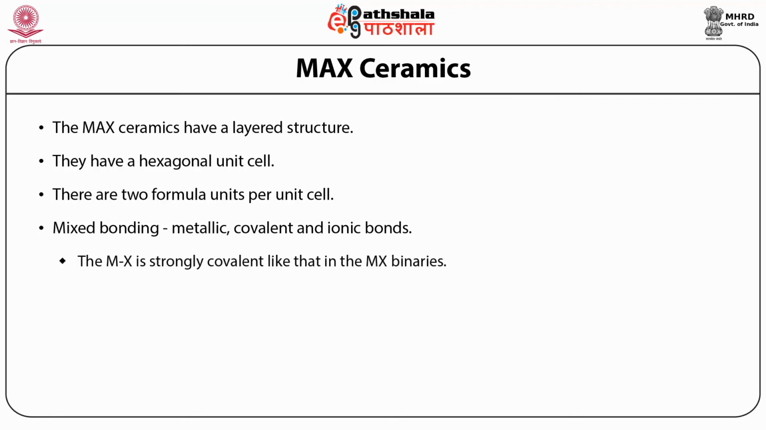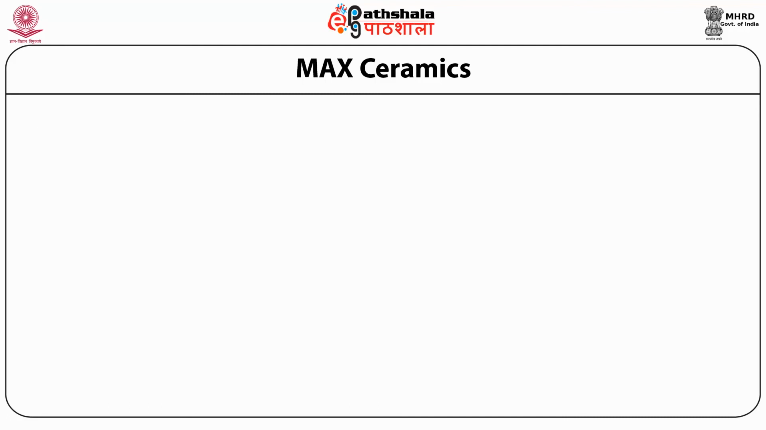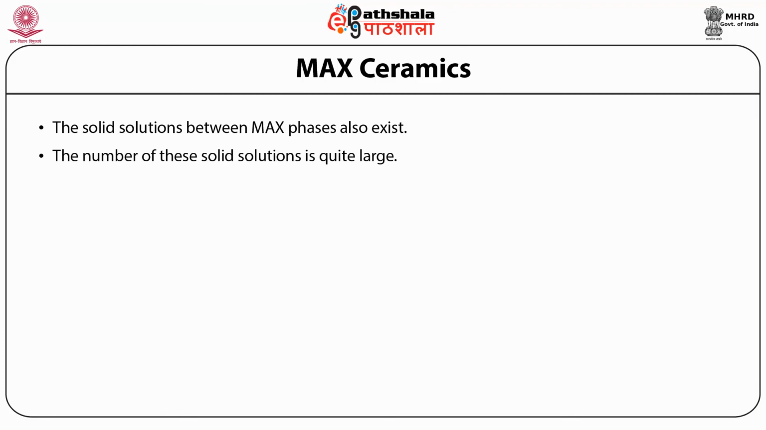The M-X bonding is strongly covalent, like that in the MX binaries, whereas the M-M bonding is metallic. Also, the M-A bonds are relatively weaker than the M-X bonds. Solid solutions between MAX phases also exist, and the number of these solid solutions is quite large.